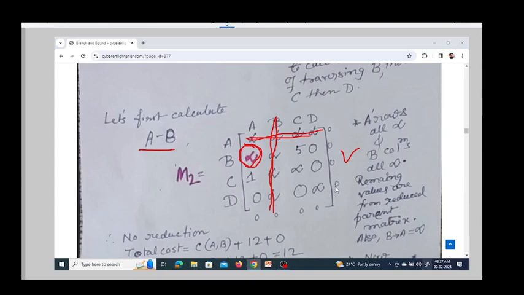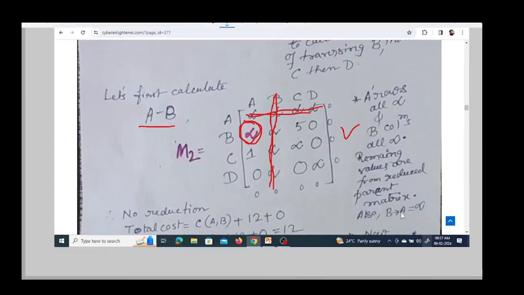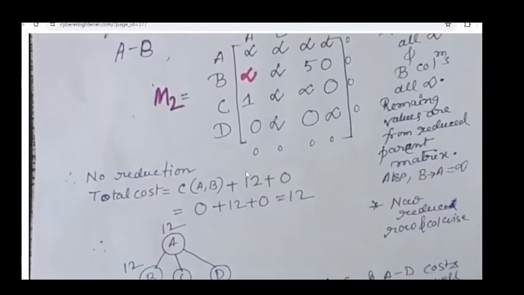Now once you've done row wise reduction, you check column wise. In this column, what is the minimum cost? 0. Here also, all infinity, 0. This is also 0, this is also 0. So this is 0 cost, this is 0 cost. That means no reduction. Now A rows are all infinity, B columns are all infinity. Remaining values will be as they are, but B to A is also infinity, as I said. Next, I have to find the cost, because the reduction cost is 0.